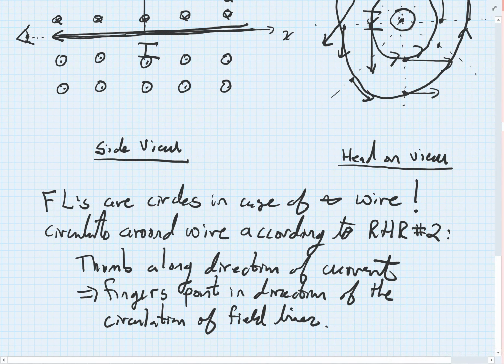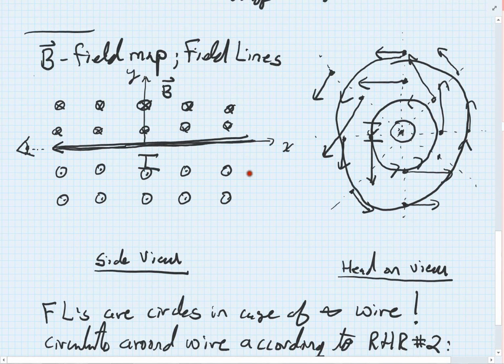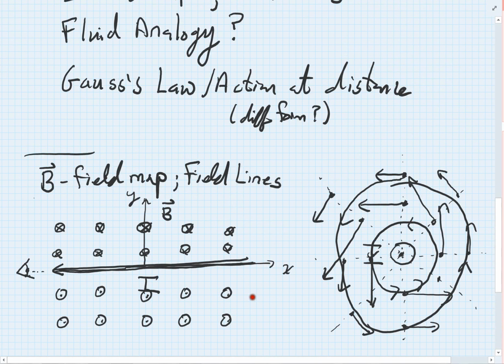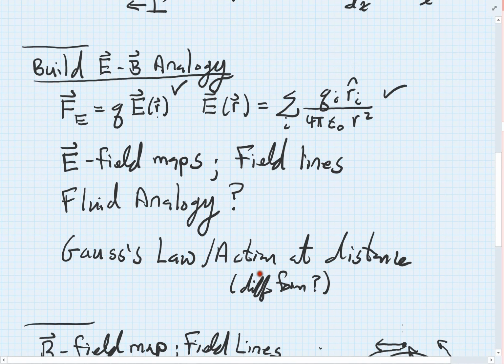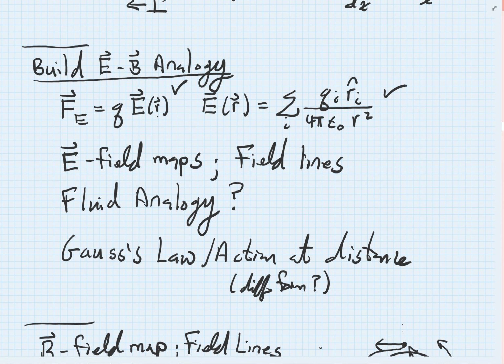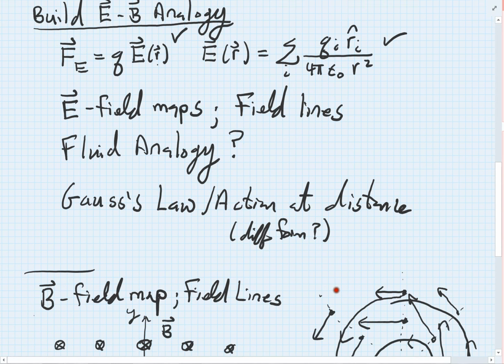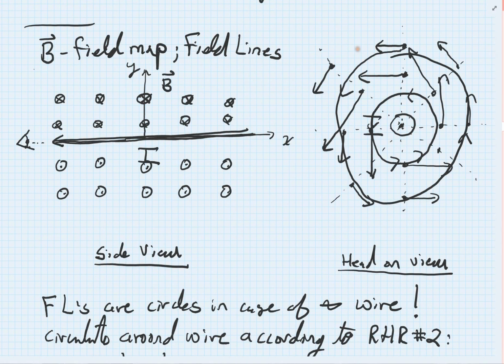Very good. Now, the next natural topic, once we have a sense of what magnetic field lines look like and how they behave in the case of at least one case, the case of a wire, the next thing we might want to consider is more complex situations. And the way we learned to handle field lines in more complex situations was by building a fluid analogy for the electric field case. So it's natural now to ask, is there a fluid analogy in the magnetic field case?